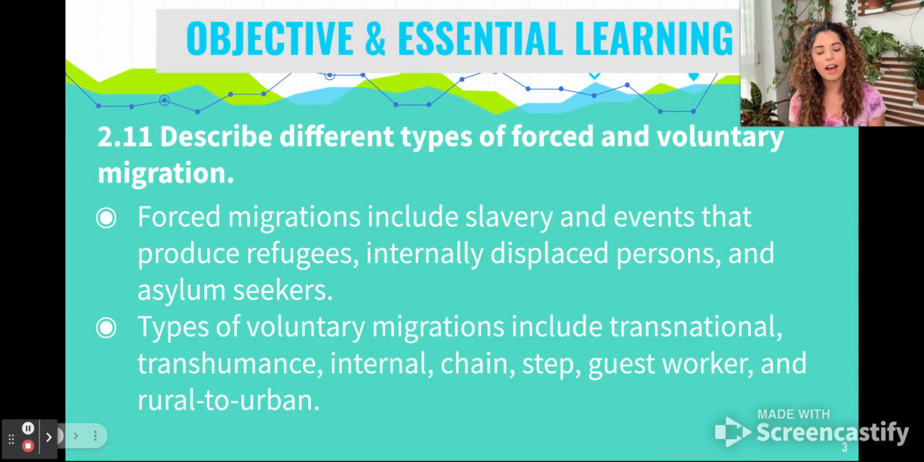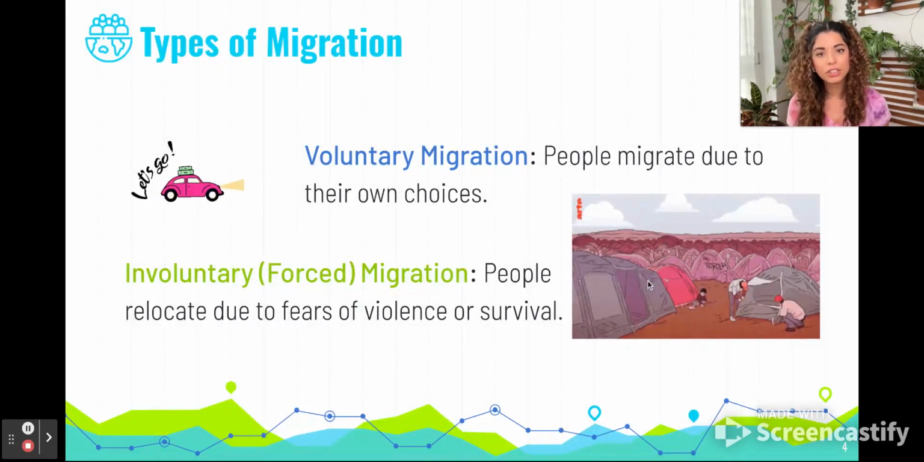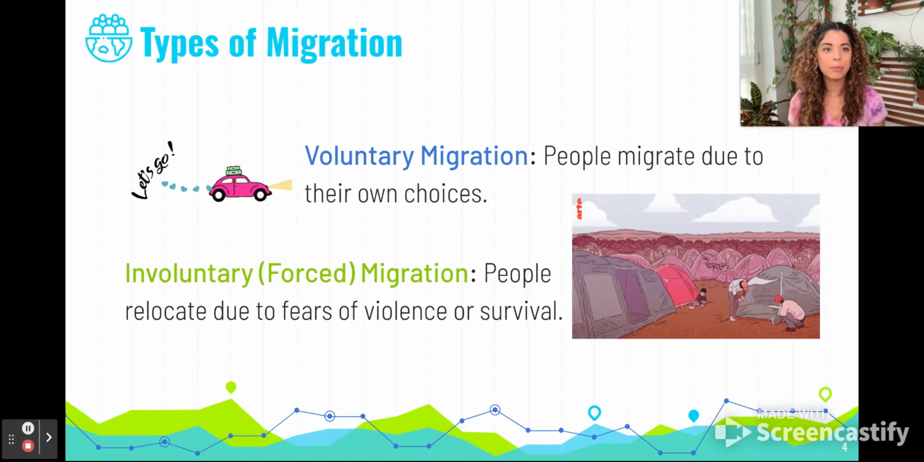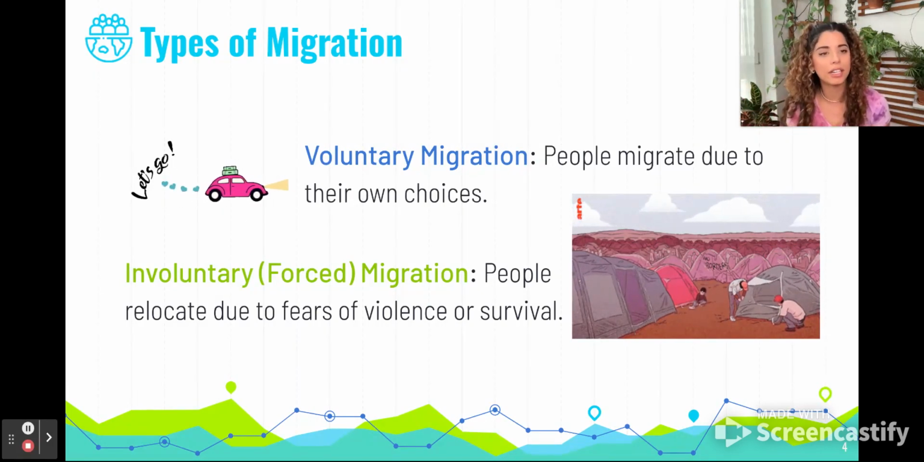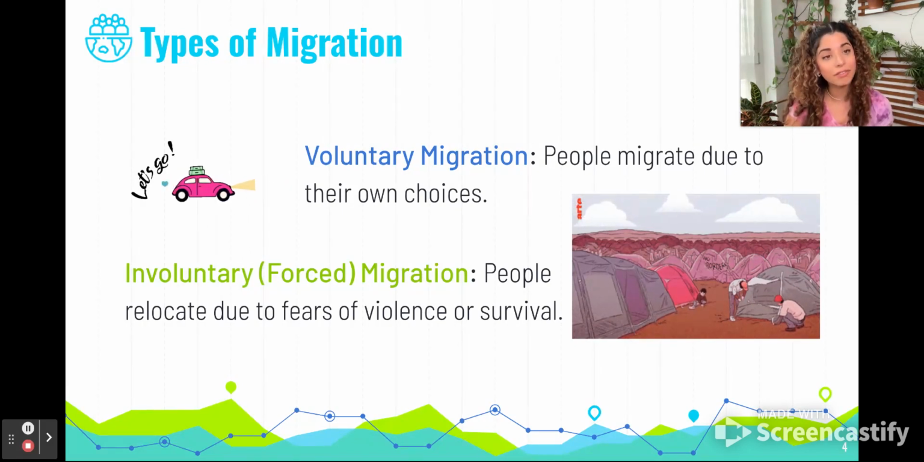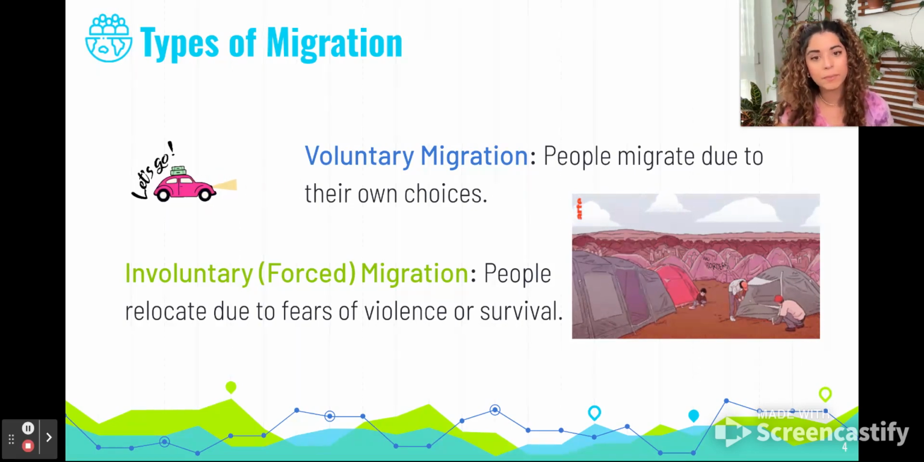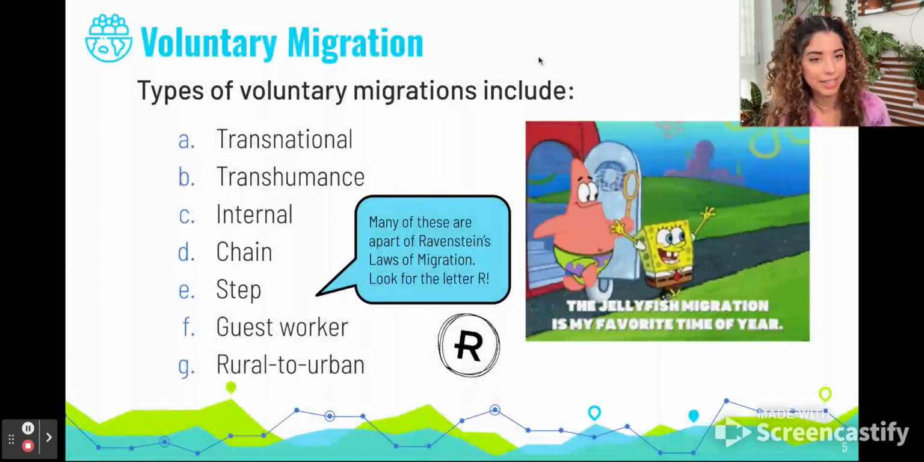So for today, our objective and essential learning: describe different types of forced and voluntary migration. Today we're going to go through these types of forced migration as well as these voluntary migrations. Voluntary migration is just when people might decide to migrate on their own. There's no push, right? Or they might have push factors that make them decide to leave, but it's that voluntary step. They don't have to leave. Involuntary, people relocate due to fears of violence or survival. So we're going to take a look at a few examples and categories here.